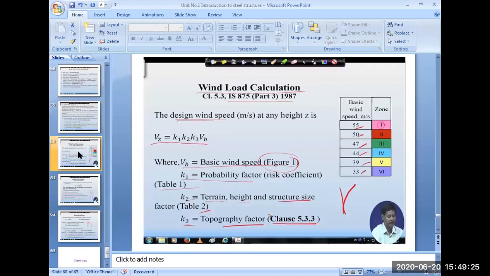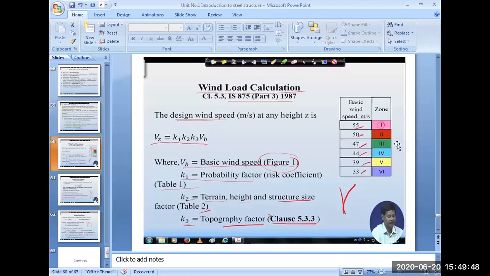So next line you can see here, VZ. VZ is the design wind speed. VZ is equal to K1 into K2 into K3 into VB. Now you can see here where VB, what is VB? VB is the basic wind speed.